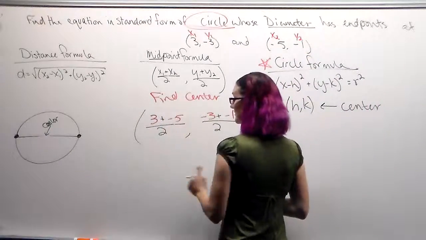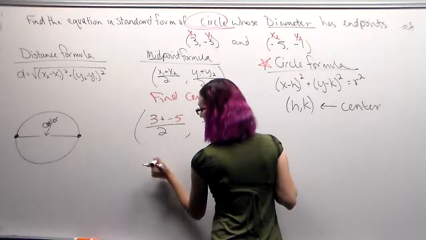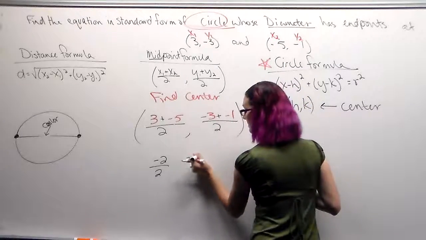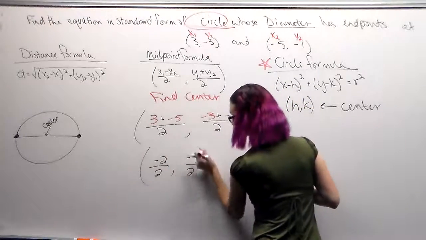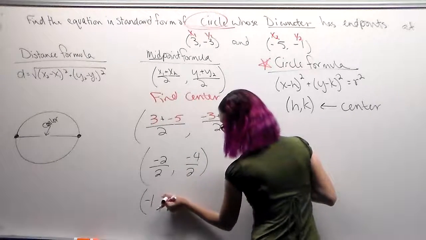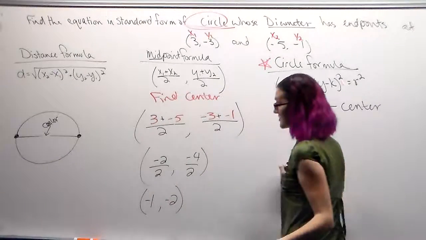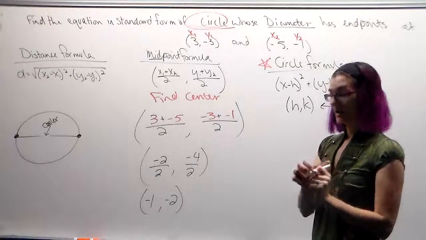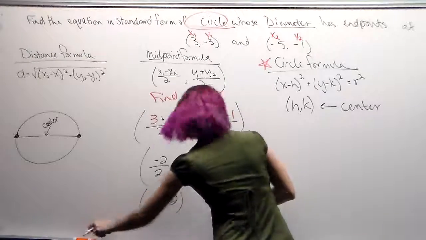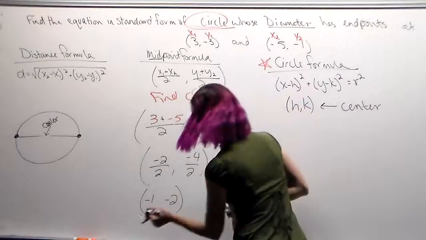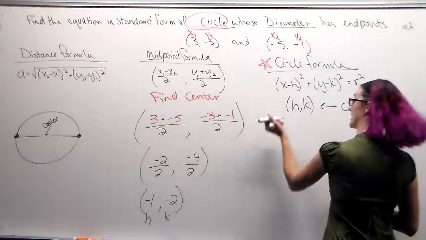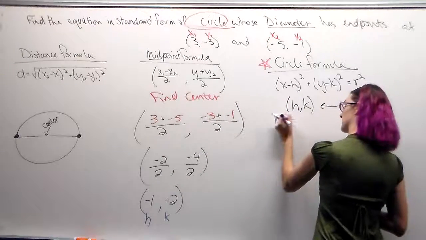So 3 plus −5 is going to be −2. −3 plus −1, that's −4. −2 divided by 2, and −4 divided by 2. So that's going to be where my center ends. So now I have my center. That tells me that −1 is h, and −2 is k.